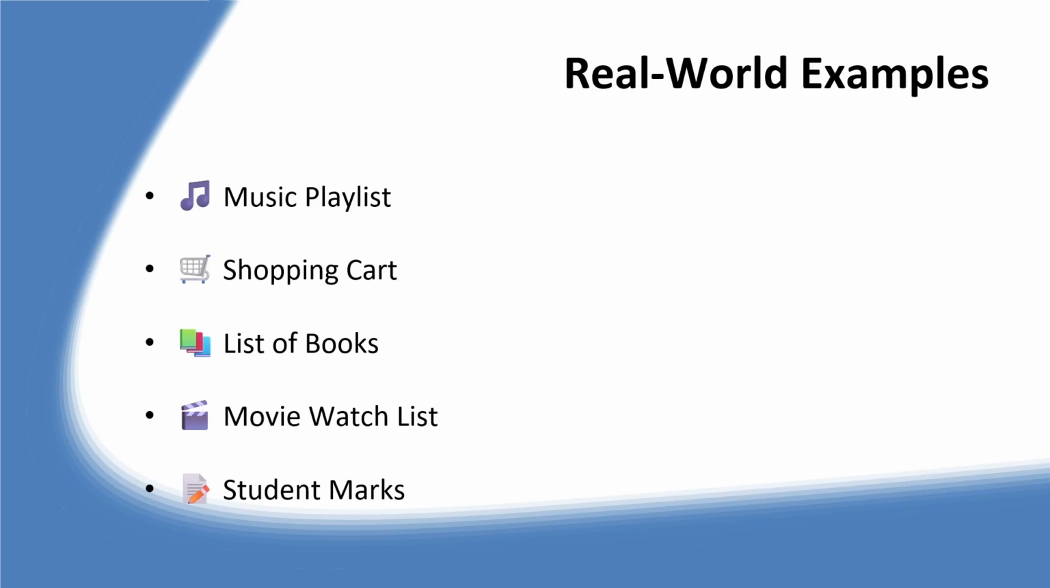So some real world examples. Lists are used in many real world examples. Examples include a music playlist, shopping cart items, a list of books, a movie watch list, student marks. In all these cases, the order of elements is important and duplicates may also be allowed. That's why this belongs to the real world examples for the list category.